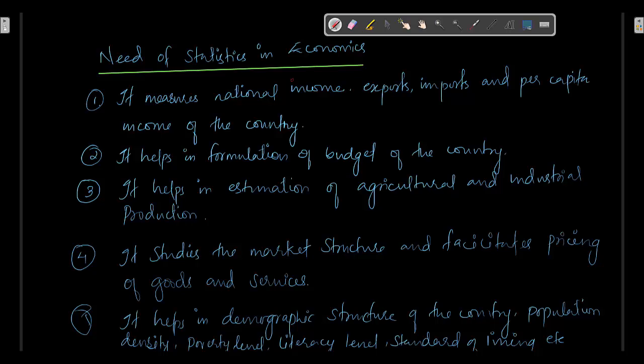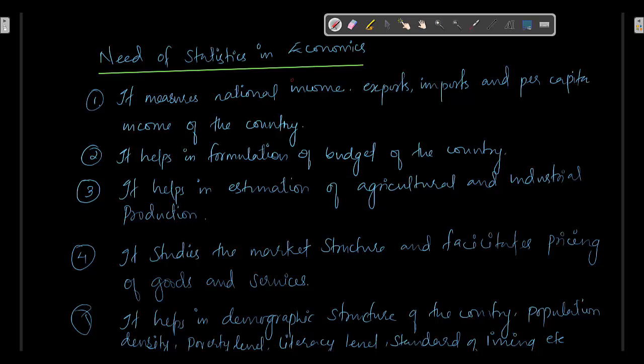The second one is it helps in formulation of the budget of the country. When we say it helps in formulation of the budget, we're talking in terms of allocation of funds for primary, secondary, and tertiary sectors, as well as estimating the source of revenue for the government in terms of taxes. So whenever you are forming a budget, it also helps you to estimate the revenue as well, how much revenue we are getting from different sectors.